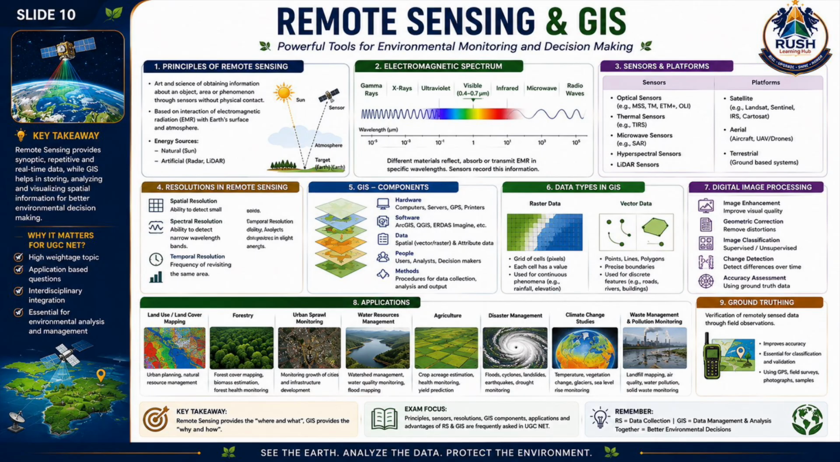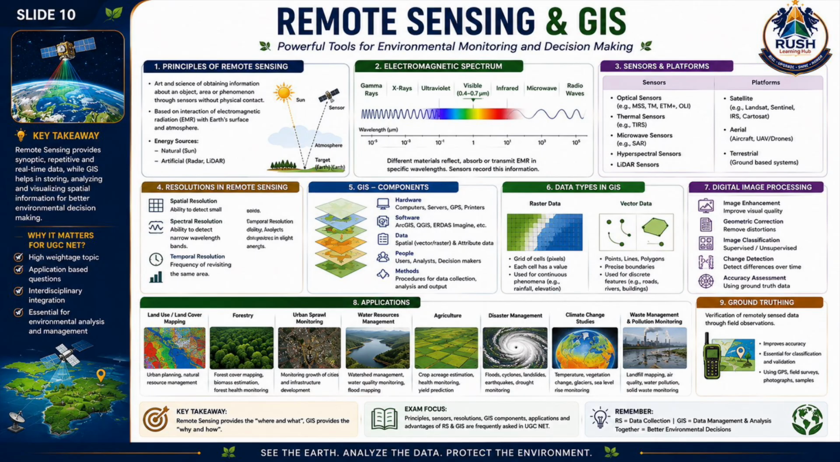Remote sensing is the science and art of obtaining information about an object, area, or phenomenon without making physical contact with it. The principle of remote sensing is based on the interaction between electromagnetic radiation and Earth's surface features. Every object on the Earth's surface reflects, absorbs, or emits electromagnetic energy in a unique manner. Sensors record this information and convert it into useful environmental data.